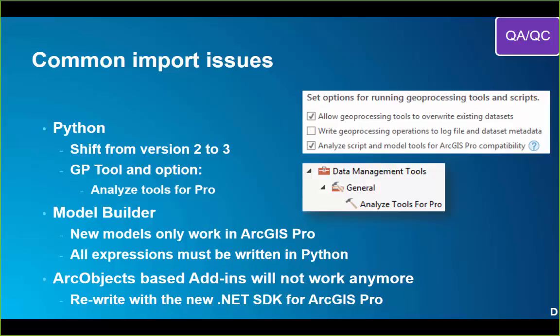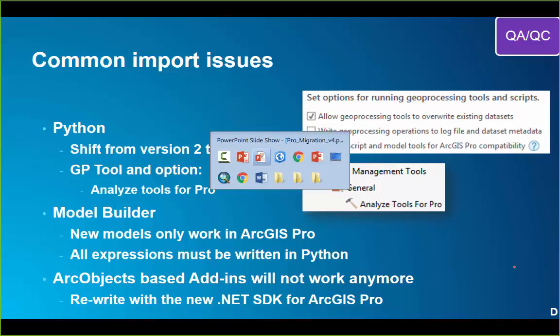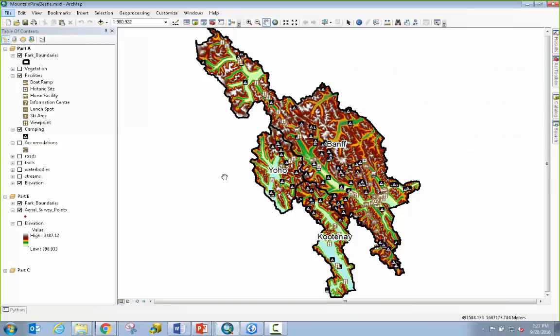So we've talked about the migration workflow and some quality control that can be done. Let's switch back over to ArcMap. Actually, I want to switch to ArcMap first, and just walk you through the first map document that I'm going to import into ArcGIS Pro.